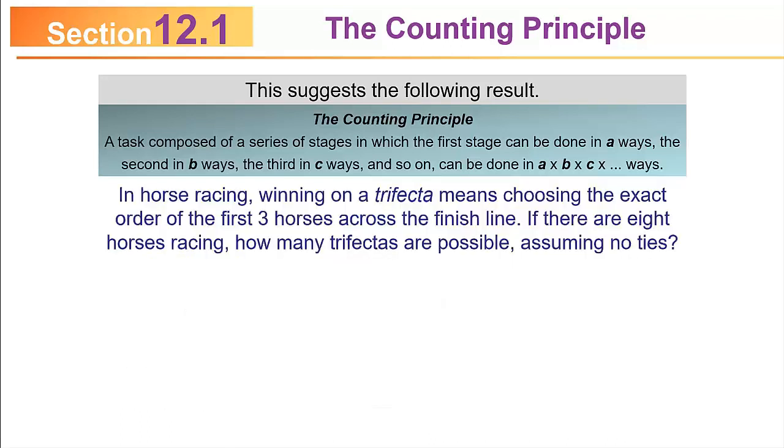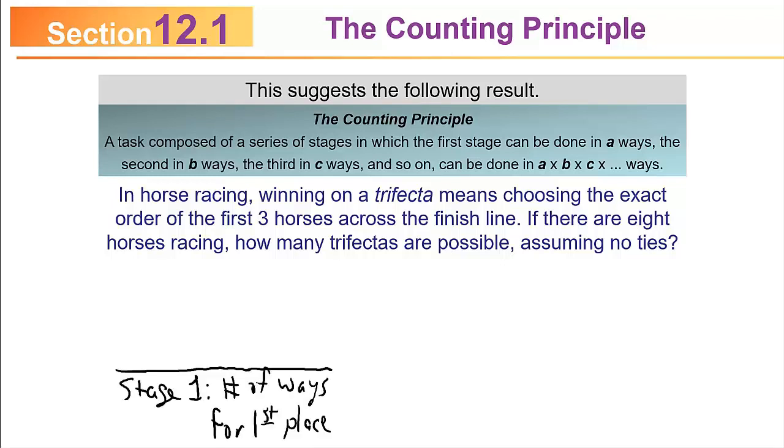Let's do another one. In horse racing, winning a trifecta means choosing the exact order of the first 3 horses crossing the finish line. If there are 8 horses racing, how many trifectas are possible, assuming there aren't any ties? Well, again, the trifecta consists of 3 horses crossing in some order, the first 3.